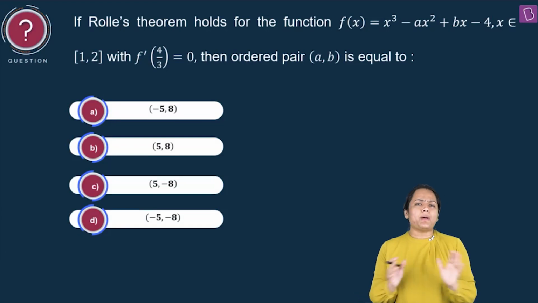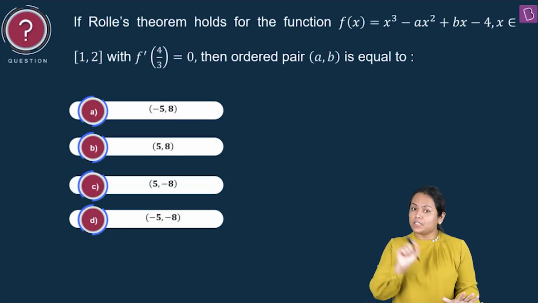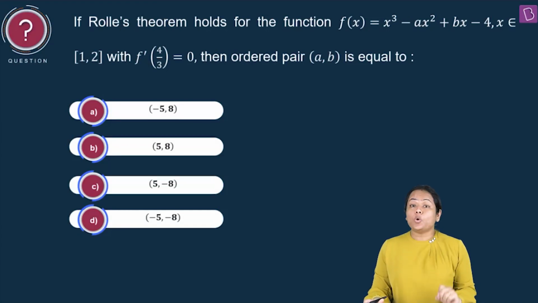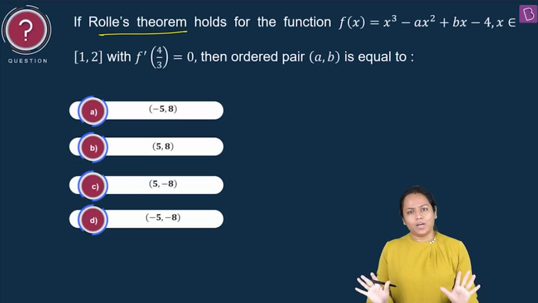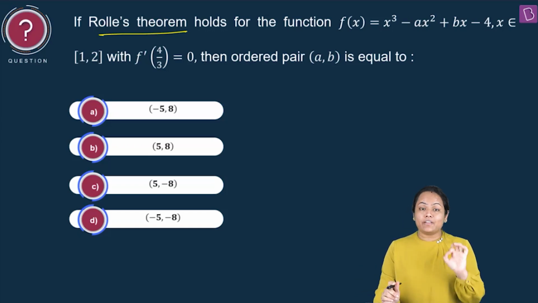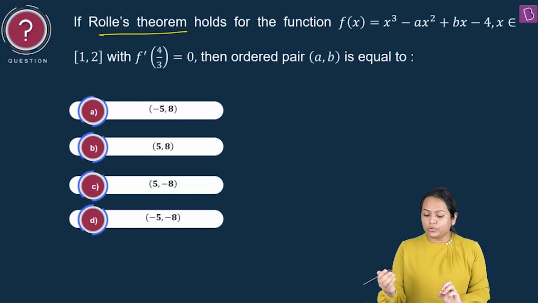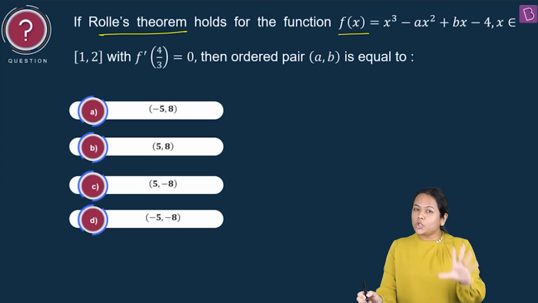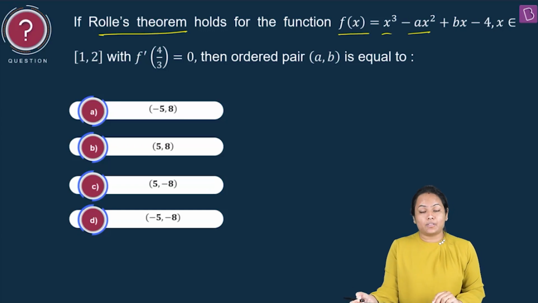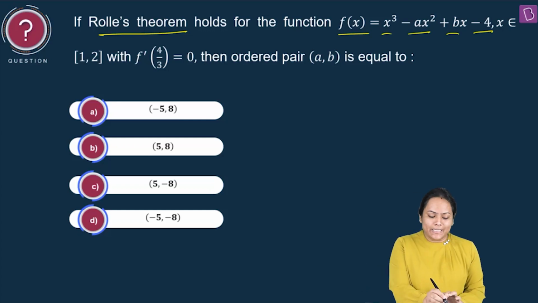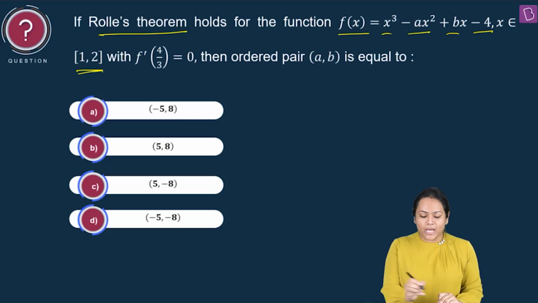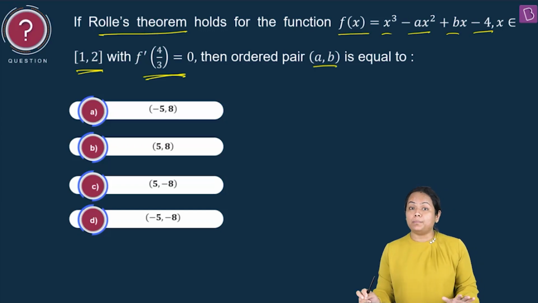Well, the next question is from application of derivatives, and guys, trust me, it's not at all difficult. The question is saying, if Rolle's theorem, you remember what is Rolle's theorem? I hope you do. It's saying that if Rolle's theorem is holding, or it's true, for the function f(x), which is a cubic equation x cubed minus a x square plus b x minus 4, while x is lying in the interval 1 to 2, such that f dash of 4 by 3 is 0, then what is the ordered pair (a, b)? That means I have to get the values of a and b.